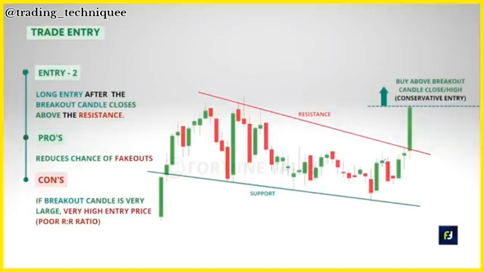Now this next method is similar to the previous approach. The only difference is that you wait for the price to break and close above the trendline resistance. You can take a long entry above the breakout candle highs once the candle closes. Now this will reduce the likelihood of a false breakout, but if the price momentum is strong, you will enter your trade at a much higher price.